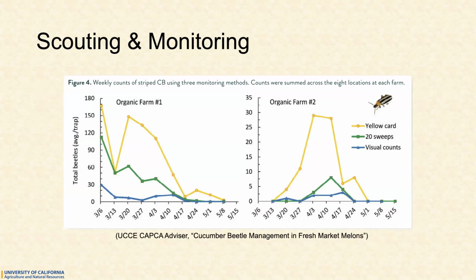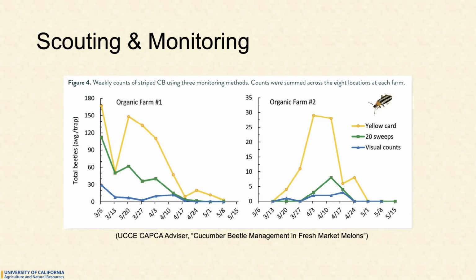So I wanted to include this here just as a nice example of how trap counts might change over time. This is from a really great CAPCA article by UC Cooperative Extension Advisors, Cucumber Beetle Management in Fresh Market Melons. But it just shows how much this can change over time and the importance of keeping an eye on things. So the yellow lines here are total beetles per trap for yellow cards. Then you can also see they use sweeps and then visual counts.